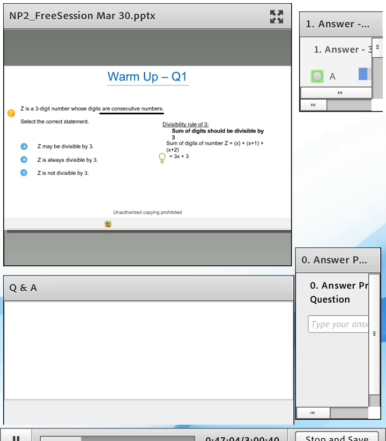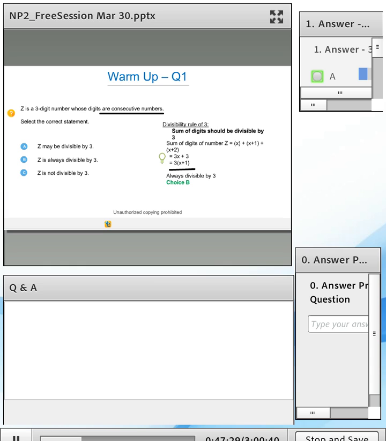And then you take their sum, and what you realize is that regardless of the value of x, that is, regardless of what the first digit of the number is, the sum of these digits is always going to be divisible by 3. So this number is always going to be divisible by 3, because the sum of its digits is always divisible by 3. So the correct answer over here is choice B.